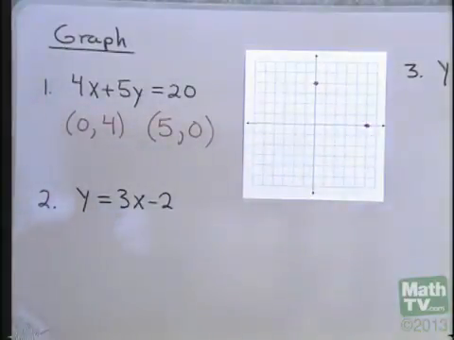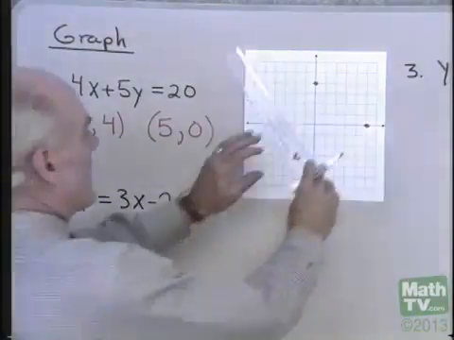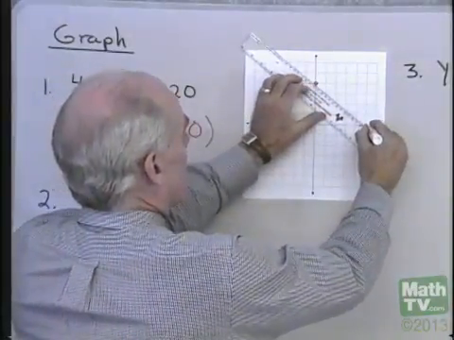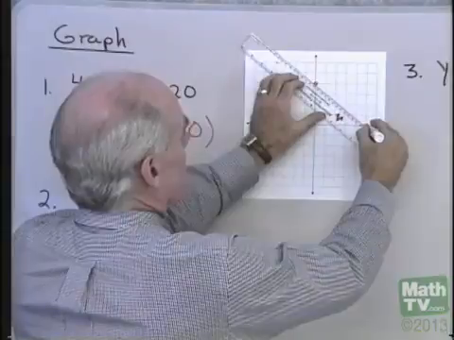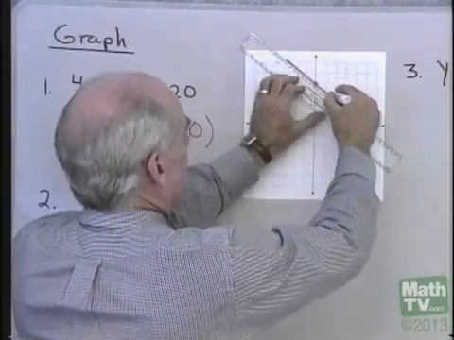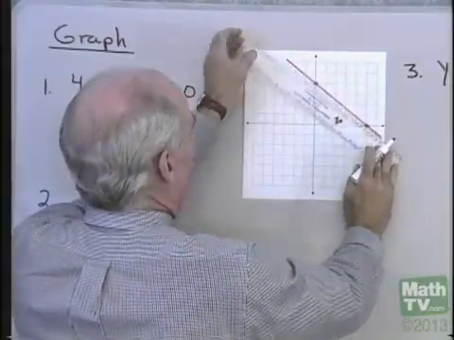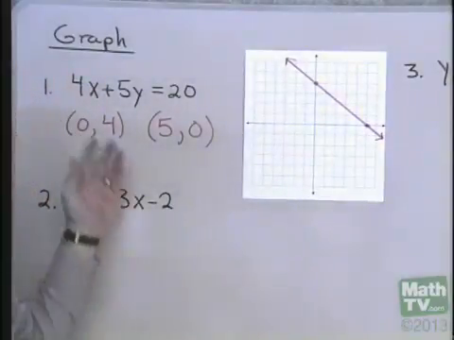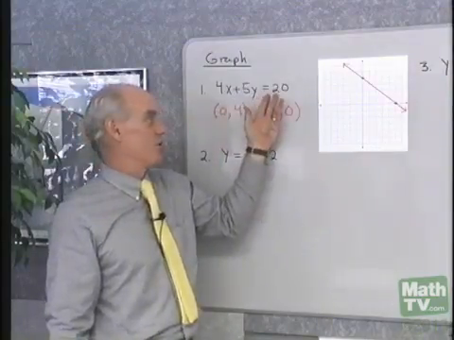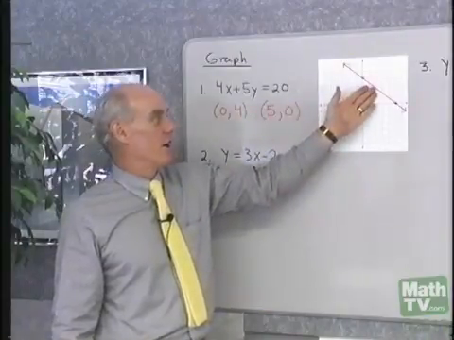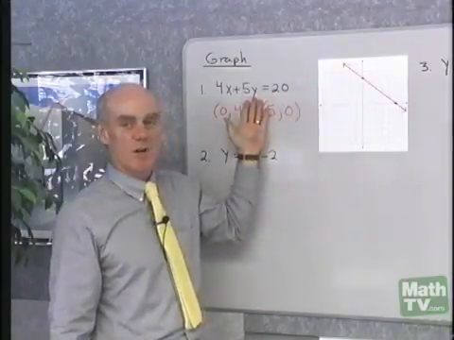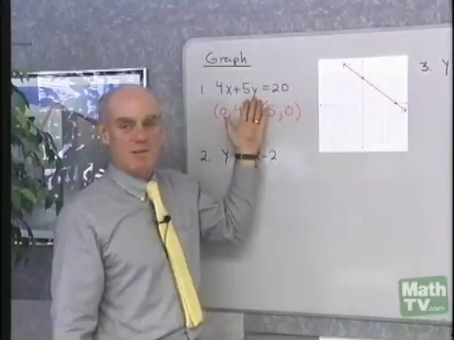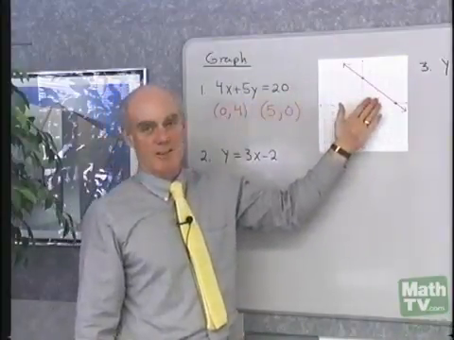Now what I want to do is draw a line between those 2 points, and that line will represent the graph of this equation. So I connect those 2 points with a straight line, and that line is the graph of 4x plus 5y is equal to 20. Every point on this line has coordinates that satisfy this equation, and every ordered pair that satisfies this equation has a graph that lies on this line.